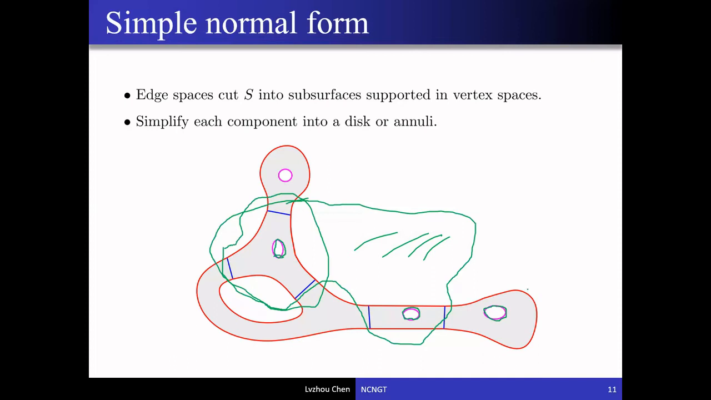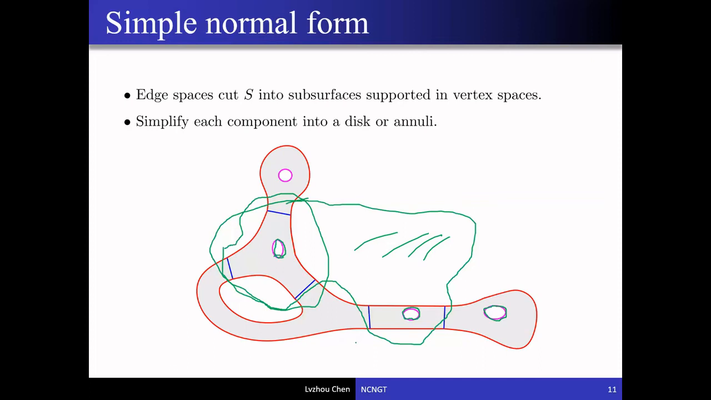So the new surface has smaller complexity. So it's simpler. So this operation tells us that whenever we start with a relative admissible surface, we can do this kind of cutting to reduce it to the so-called simple normal form. And the new surface has smaller complexity.